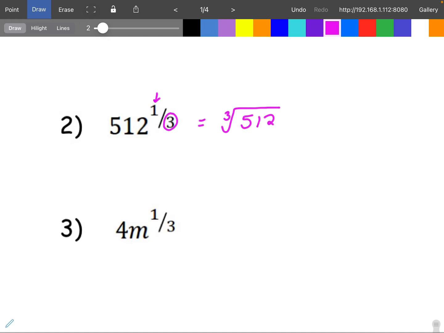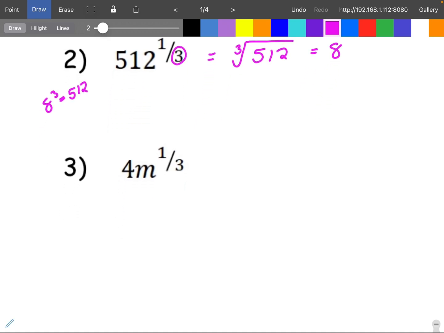And so if we think back to our perfect squares and perfect cubes that we talked about in 7.1, we know that the cube root of 512 is going to simply be 8, because 8 cubed equals 512. Therefore, the cube root of 512 equals 8.